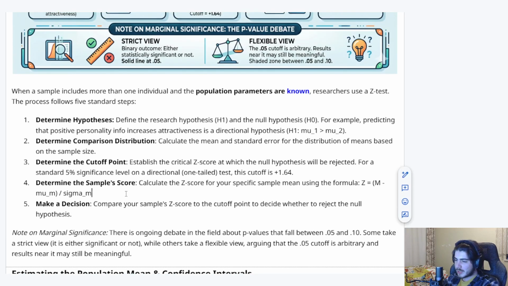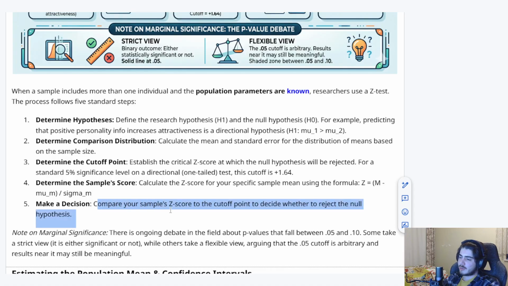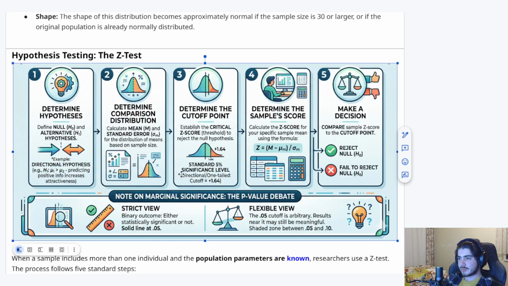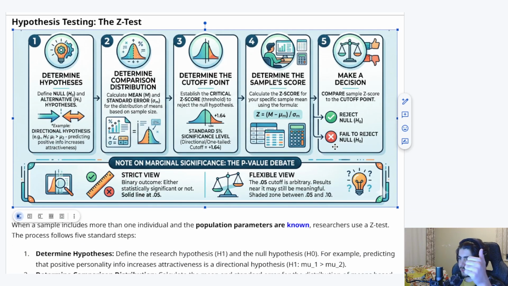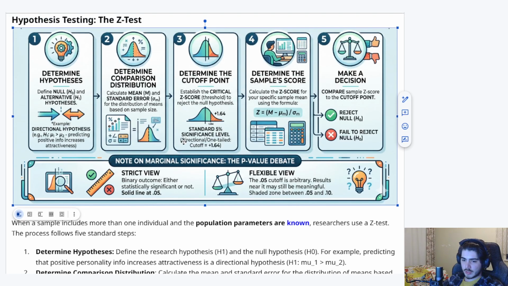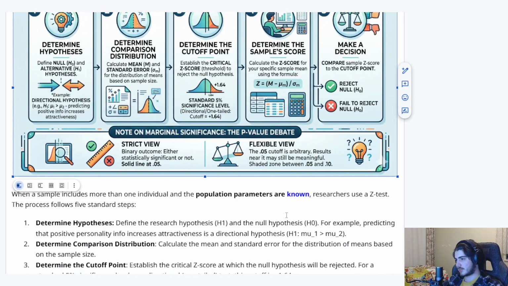Okay, so where were we? We calculated the z-score, and then we compared the sample z-score to the cutoff point to decide whether to reject the null hypothesis or not. So let's say our z-score was 2, which is more than the cutoff point of 1.64. Therefore, we can reject the null hypothesis, which is great. As we said, there is a strict view towards probabilities, and there's a flexible view.